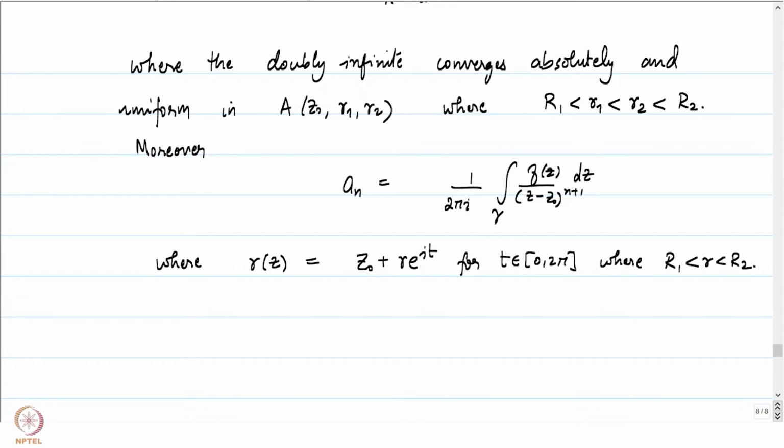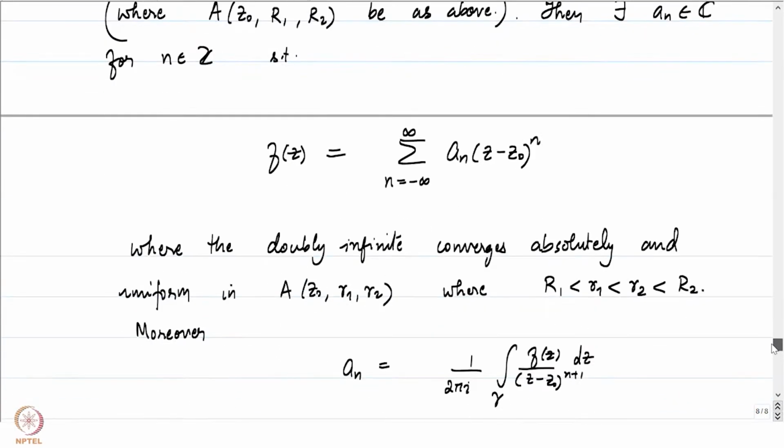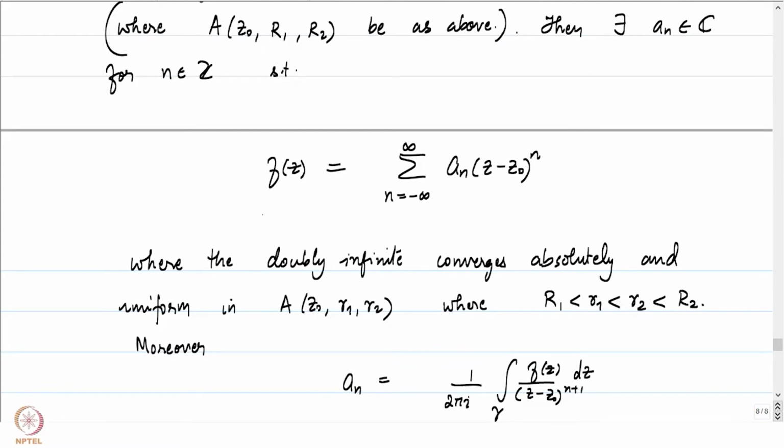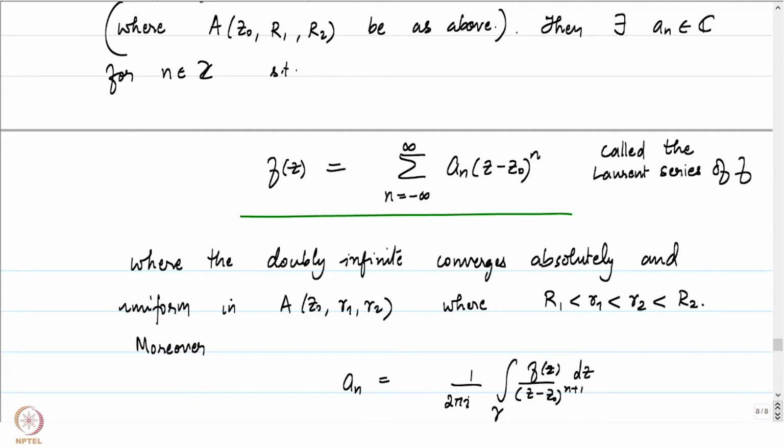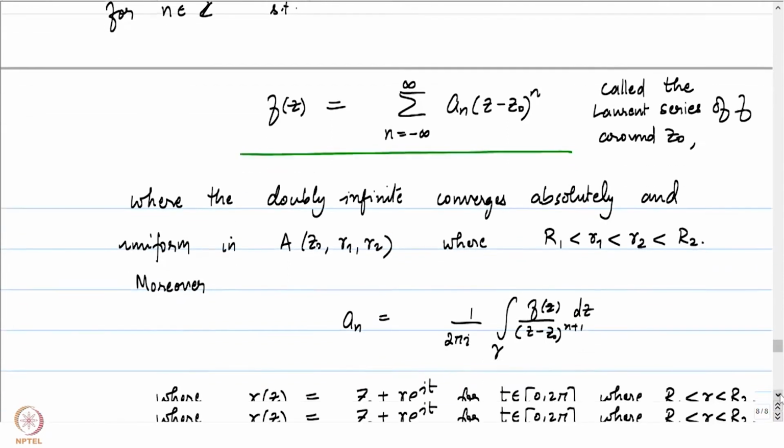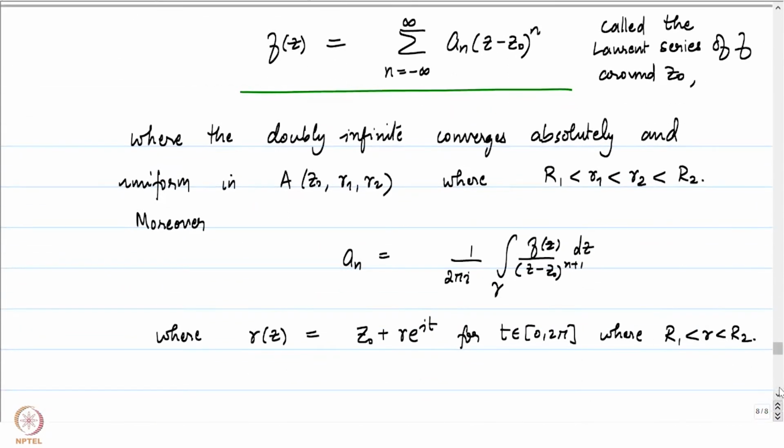So, we not only know that our function f can be written as a doubly infinite series. This is called the Laurent series of f around z0. So, let me just write that down, called the Laurent series of f around z0. And we know exactly what each of these coefficients are.